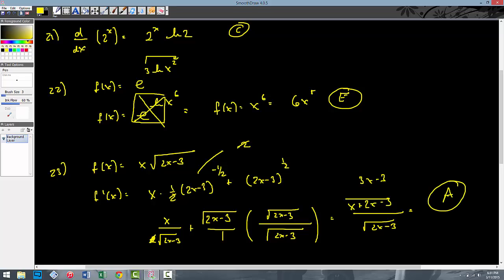I apologize for that mistake. Remember, I forgot to chain out the 2 right here from the 2x minus 3. Almost forgot chain rule.